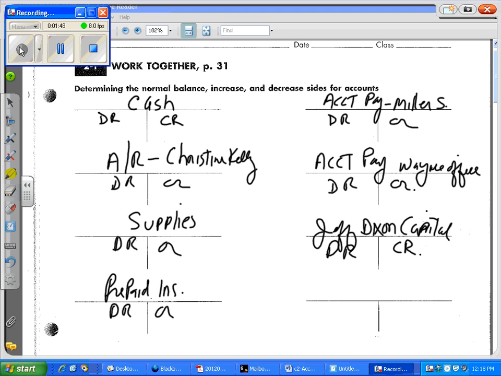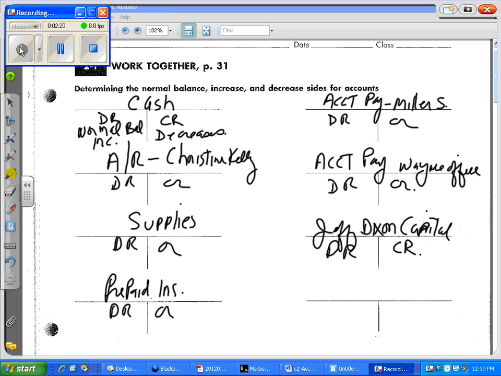So for cash, cash is an asset. Now go back to your accounting equation. Assets equal liabilities plus owner's equity. Assets are on the left side. So the normal balance, which would be the balance that increases, will be on the left. Cash will always be debited if it's increasing. So increases on the left and it decreases on the right.